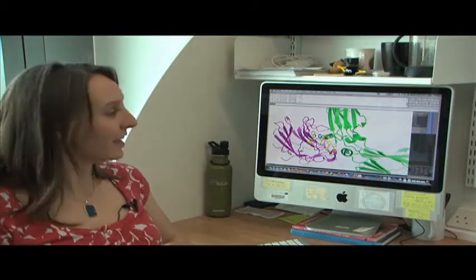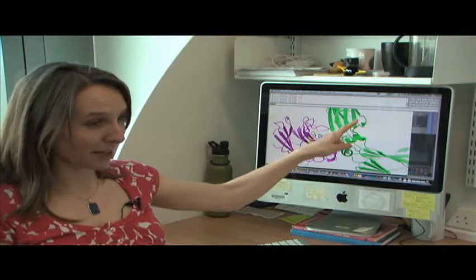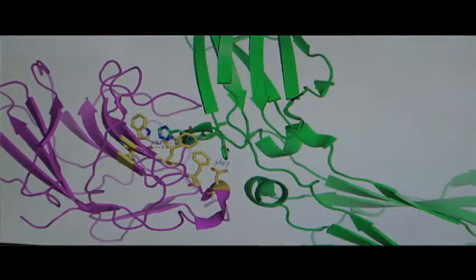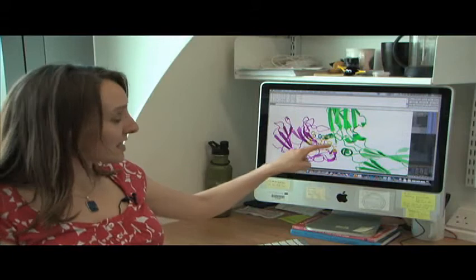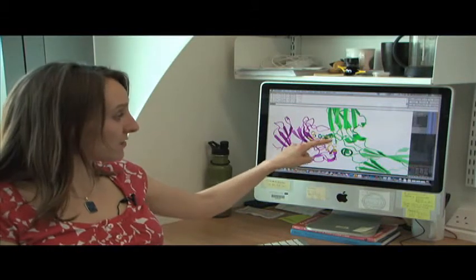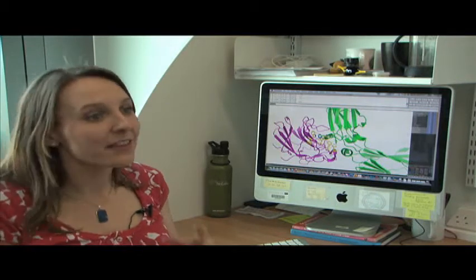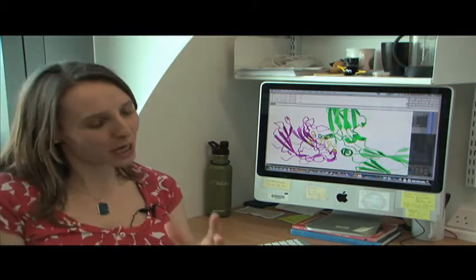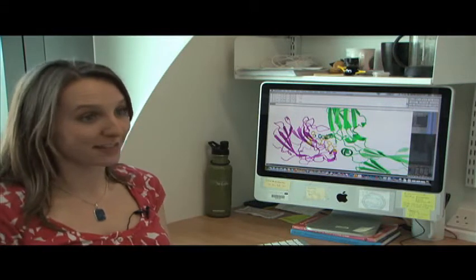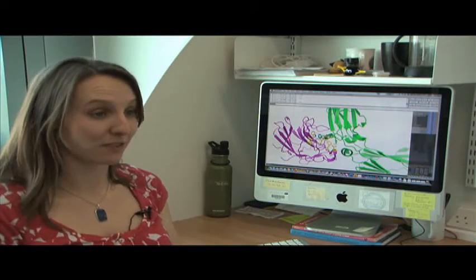So what we have here is the structure of our antibody and the structure of the surface of our virus. And we're looking at very, very high resolution. So we can actually see individual atoms on the virus and individual atoms on the antibody and how they're interacting. And this helps us understand how the shape of antibodies mimics the shapes of viruses and understand better how our body fights viral infection.